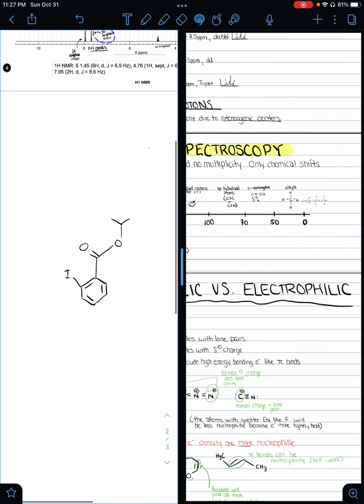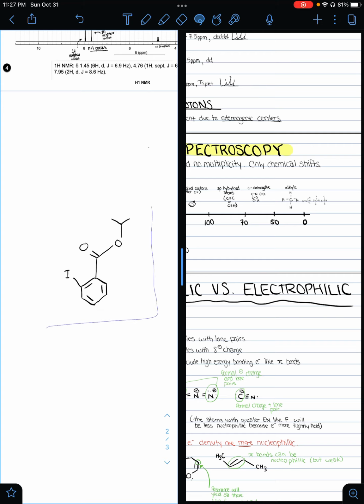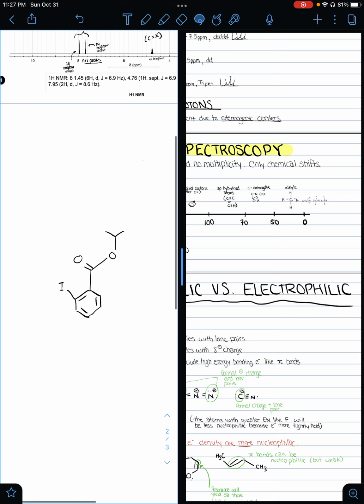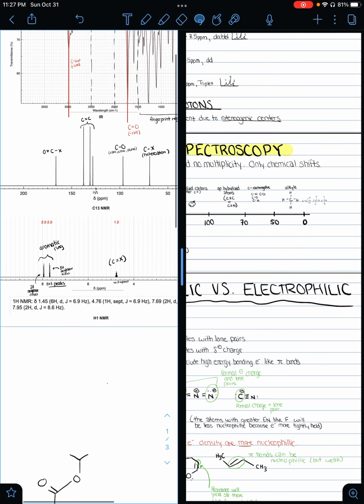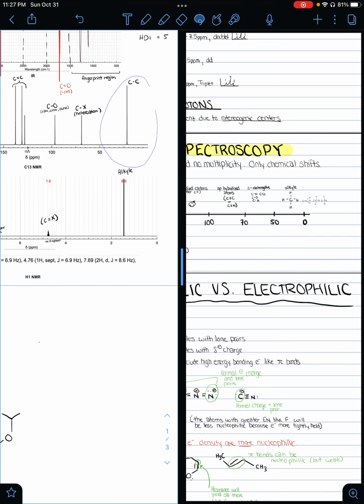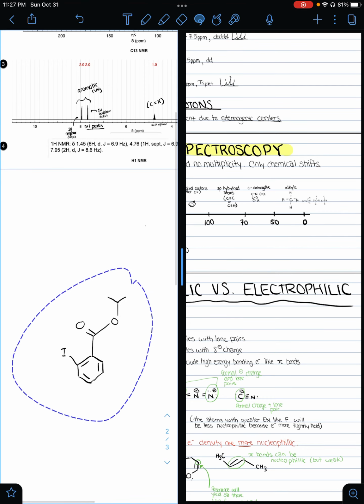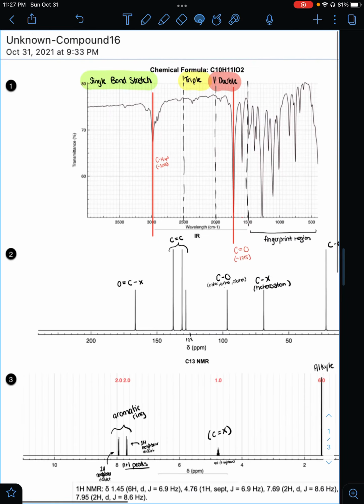Putting all that information together, the molecule that I got looks like such. It has a benzene ring. It has a heteroatom, which is the iodine over here. It has a carbonyl group. It has an ether, which we had identified right over here. And it has an alkyl group, as we identified over here. So this is consistent with the information given to us above.